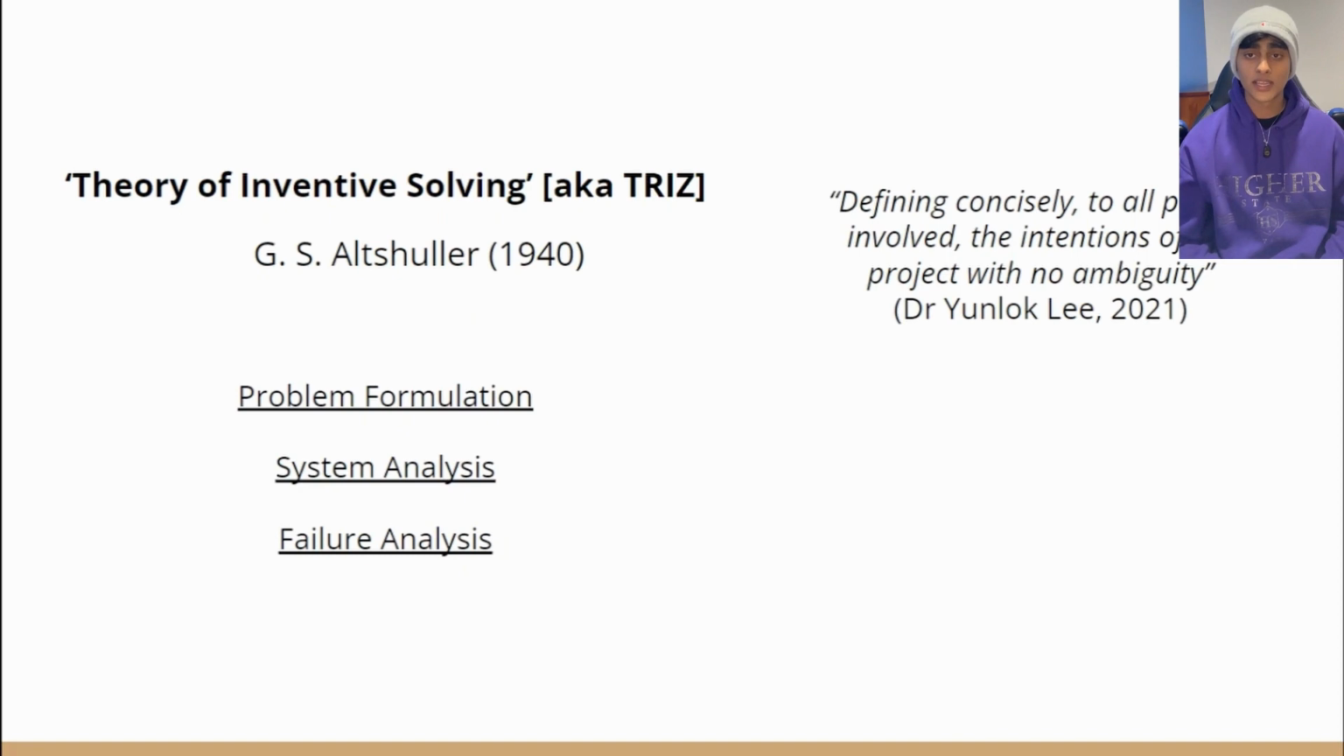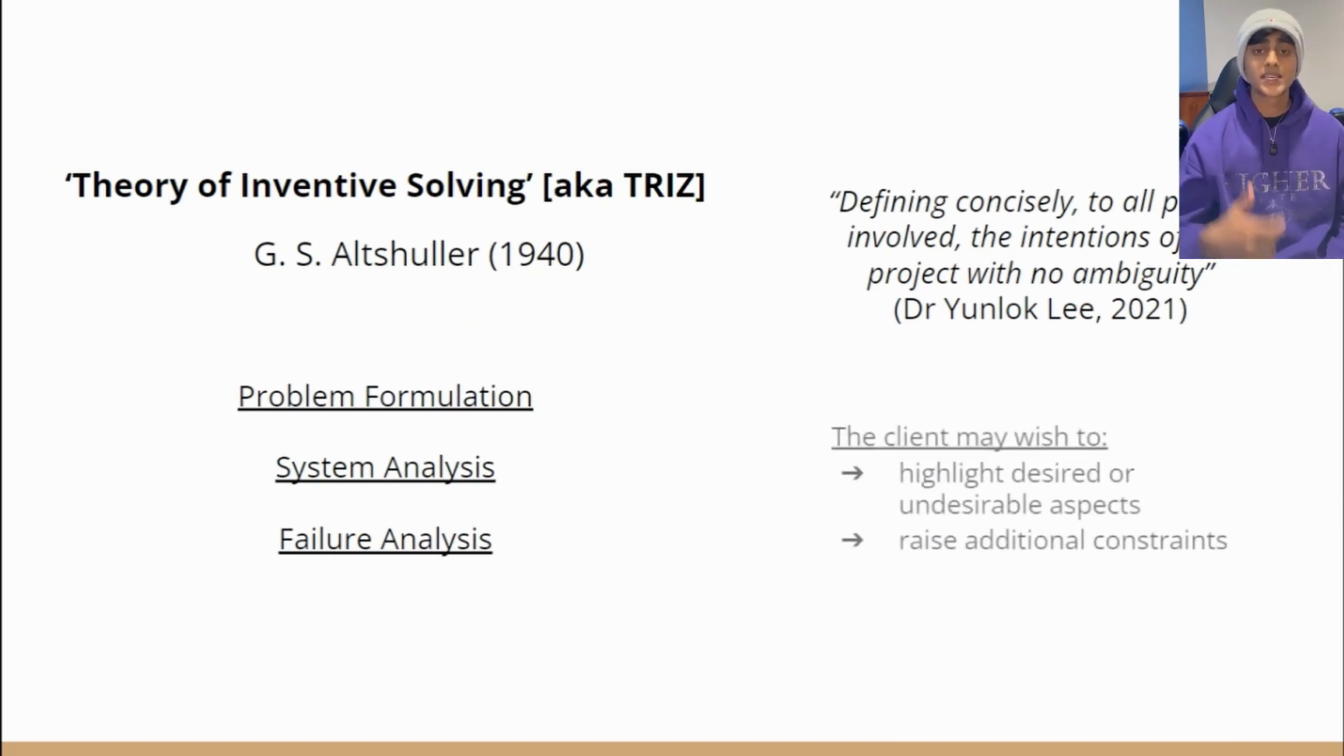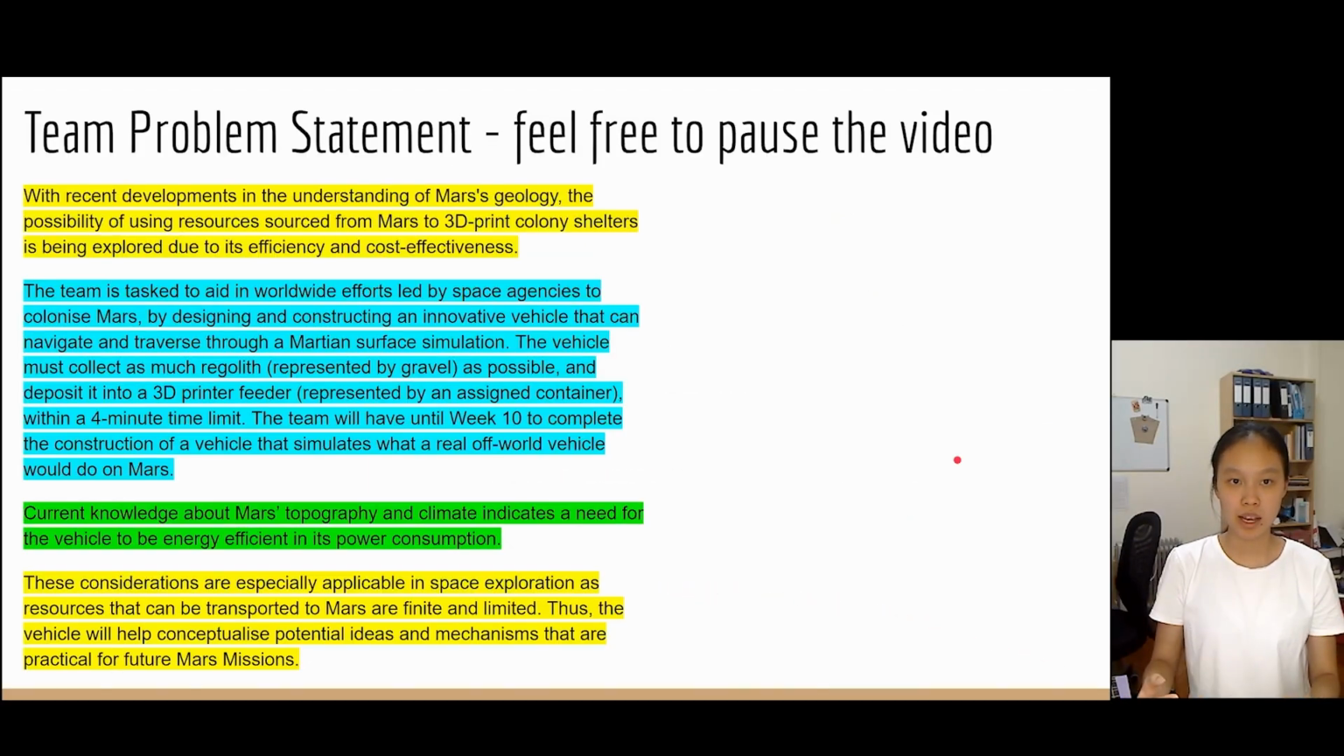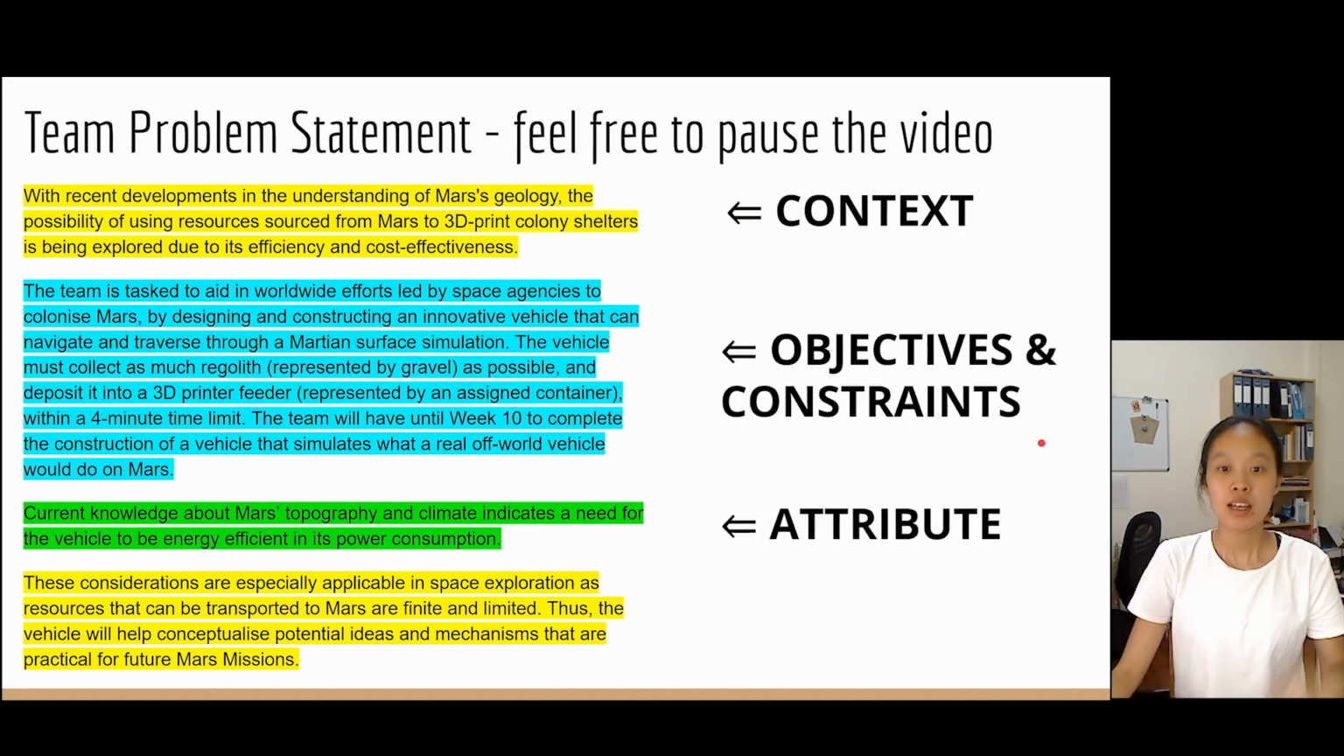The problem statement further gives ample opportunity to the client for collaboration with the team to highlight any desired or undesirable aspects or raise any additional constraints concerning the project, which can then be adopted into a revised final problem statement. Thus, the problem statement is especially important in the problem definition phase due to its overwhelming impact on the engineering design process. In order to communicate a comprehensive problem statement, we decided to focus on 4 main points: context, objectives, constraints, and attributes. Let's take a look at each individual part.